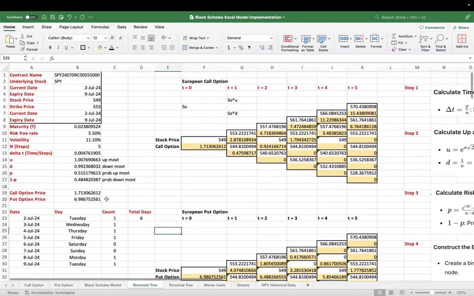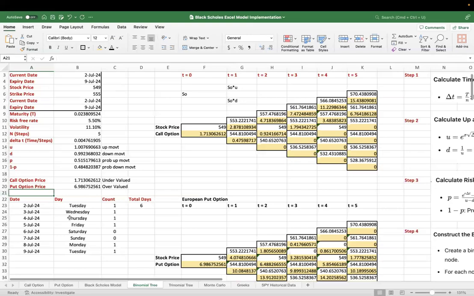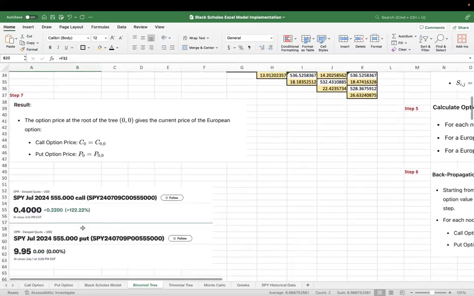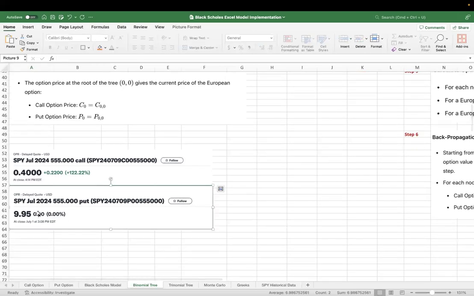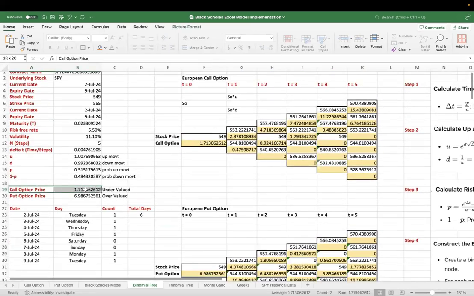So now we know that the call option price is undervalued. This call contract is undervalued, and the put contract is overvalued. Why is it overvalued? Because the actual option price using the model is 6.98, let's say 7, and this contract has been traded at 9.95. So that's why it is overvalued. Just to summarize, call option contract is undervalued, put option contract is overvalued.